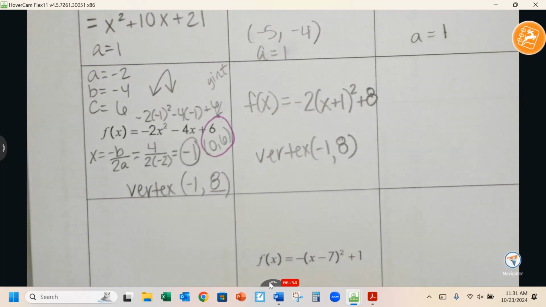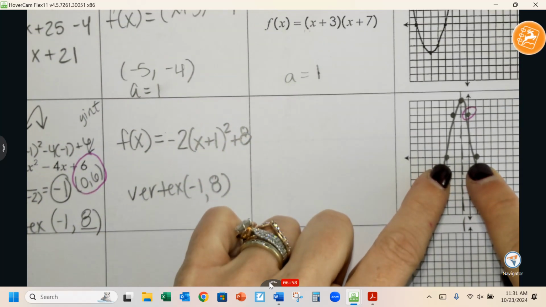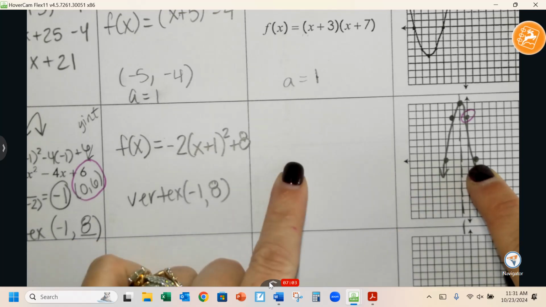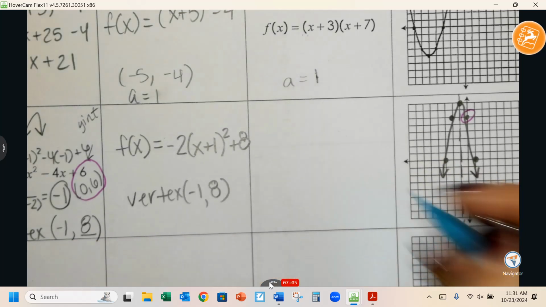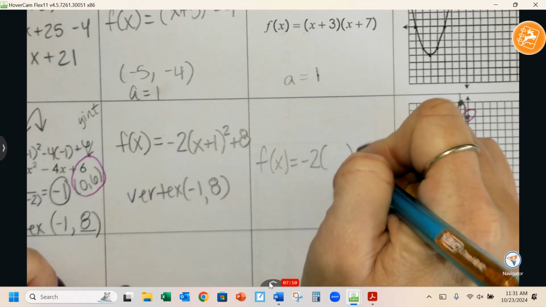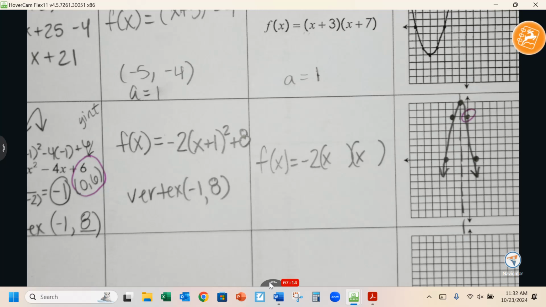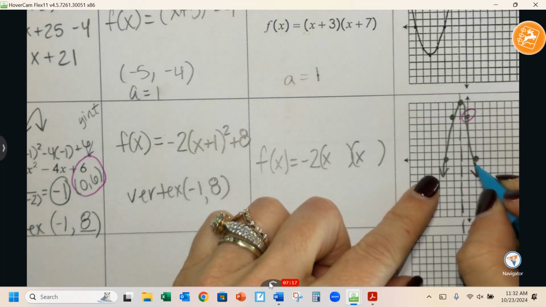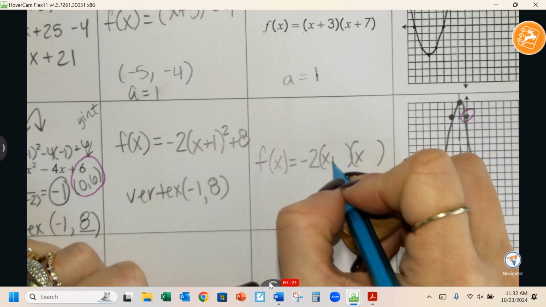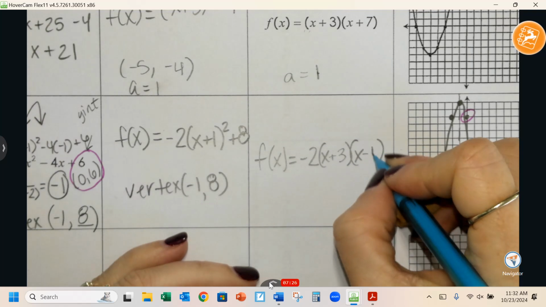This one's wonderful because when I graphed it, it told me exactly where it crosses the x-axis. That is my factored form. So I can write this whole equation just by looking at my graph. f of x equals, my a stays the same, x, I am crossing this x-axis at negative 3 and at positive 1, so I'm going to write plus 3, minus 1. And that's it.